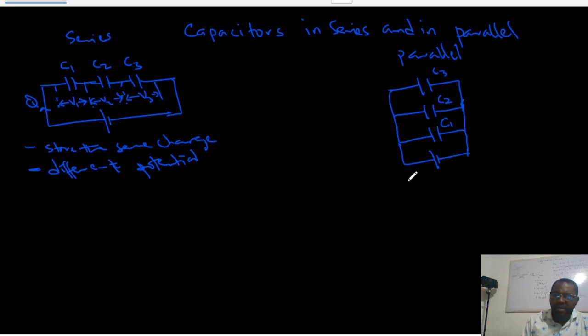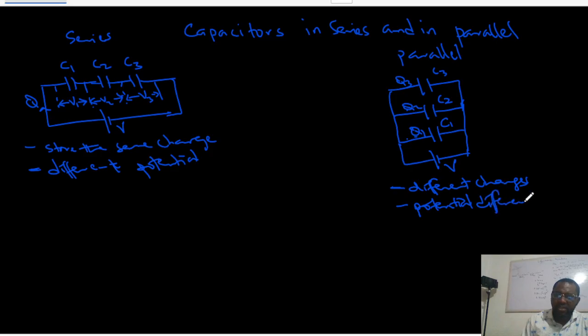But when we are dealing with parallel connection, they have different charges. As long as they are in parallel, the charge stored across them is different. For example, the charge stored here is going to be Q1. The charge stored here is Q2. The charge stored here is Q3. But the potential difference, let me call this V, is the same. So this is what you should know about capacitors in series and capacitors in parallel.